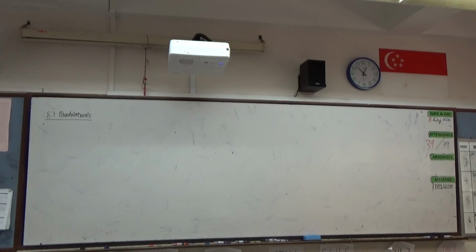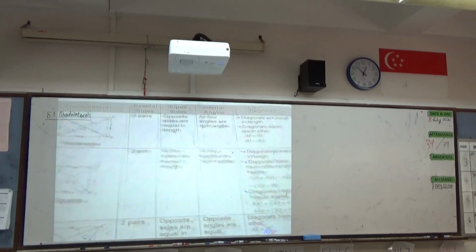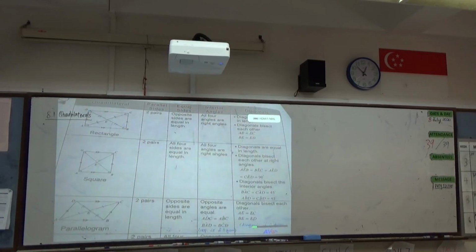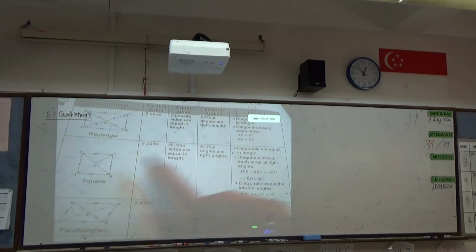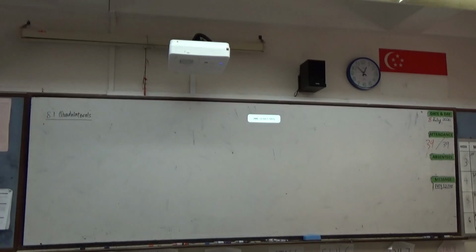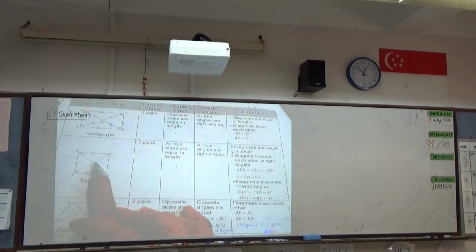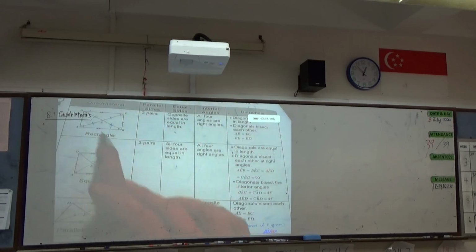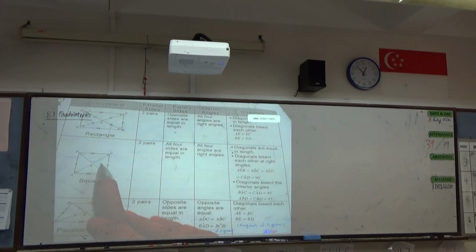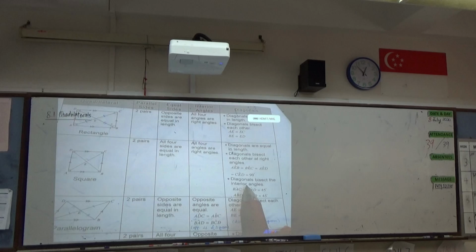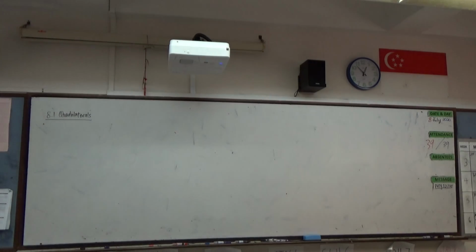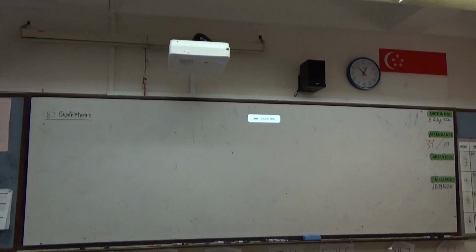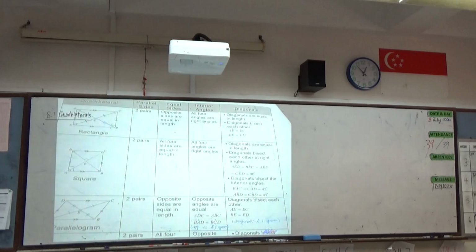Whereas in the square itself, diagonals are equal in length also. Diagonals bisect each other at right angles, so only for square are we able to see that in between here we get 90 degrees, whereas for rectangle we don't. Then diagonals bisect the interior angles. So that means that this diagonal will create 45 degrees here and 45 degrees here. Okay?